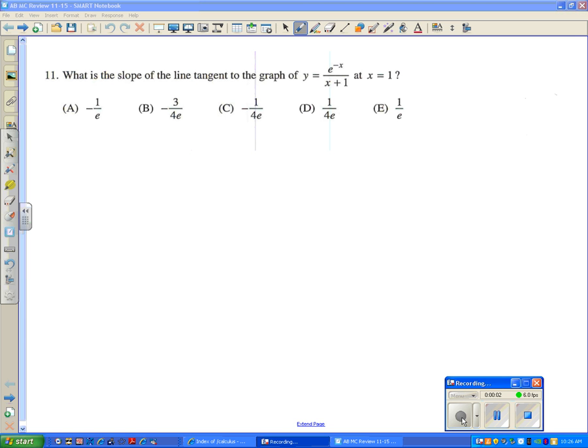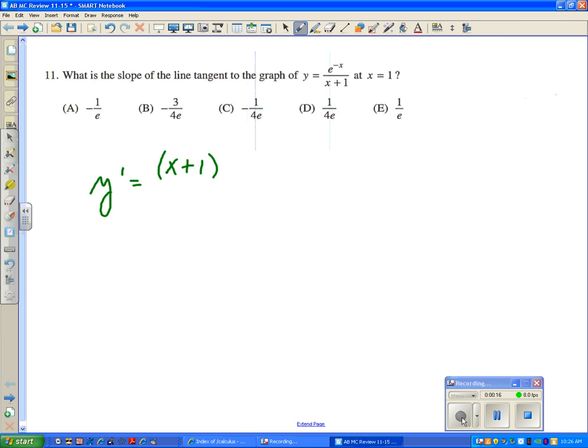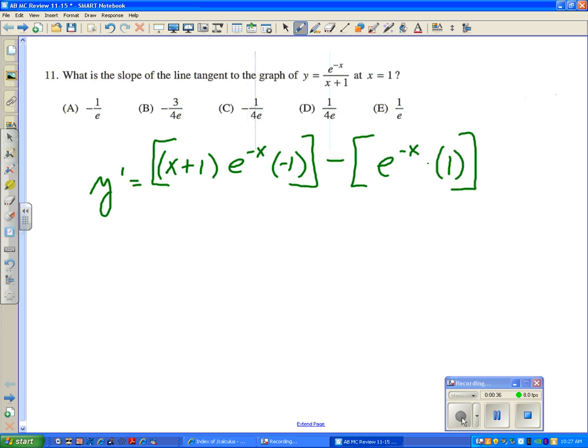On number 11, we get to show off our ability with the quotient rule. So y prime would be the bottom, x plus 1, times the derivative of the top, which is e to the negative x times the derivative of negative x, which would be a negative 1. So that's the bottom times the derivative of the top, less the top, e to the negative x, times the derivative of the bottom, which of course would just be 1. And then we're going to divide that by the bottom squared, x plus 1, quantity squared.